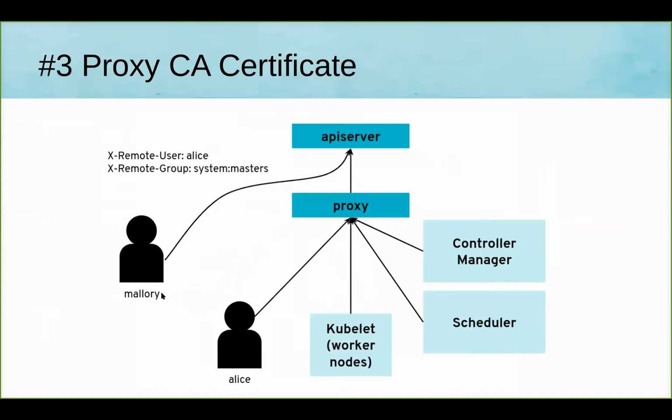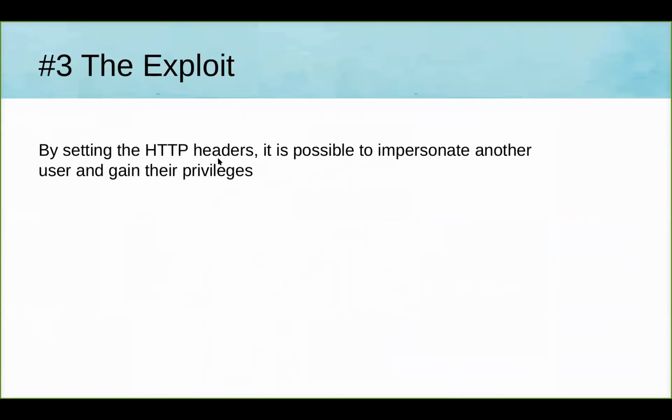A malicious user could connect directly to the API server and pretend to be the proxy and say, oh, I'm connecting as Alice. And if the same certificate authority is used for both the proxy and for users, we have this situation where the API server will trust that it's a valid request. The issue is that users set specific HTTP headers and they could impersonate another user and gain privilege.